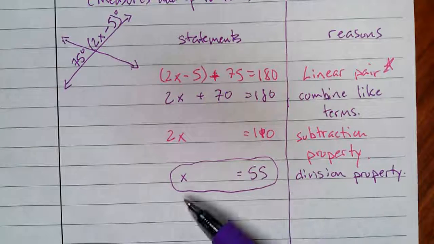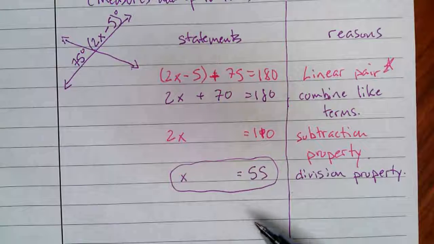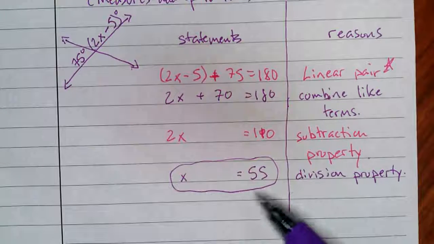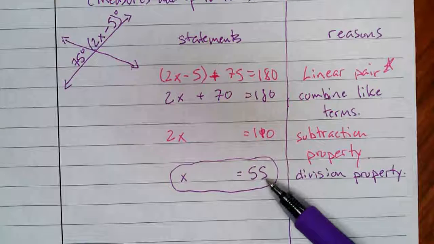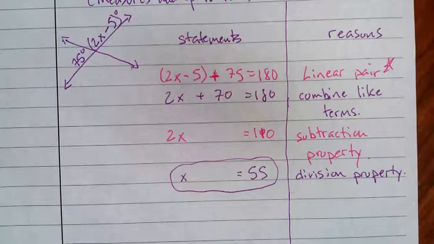And then we used the division property to divide on both sides by 2. And then we ended up 110 divided by 2 is 55. 2x divided by 2 is just x. We get x equals 55. We've solved the problem. There you go.